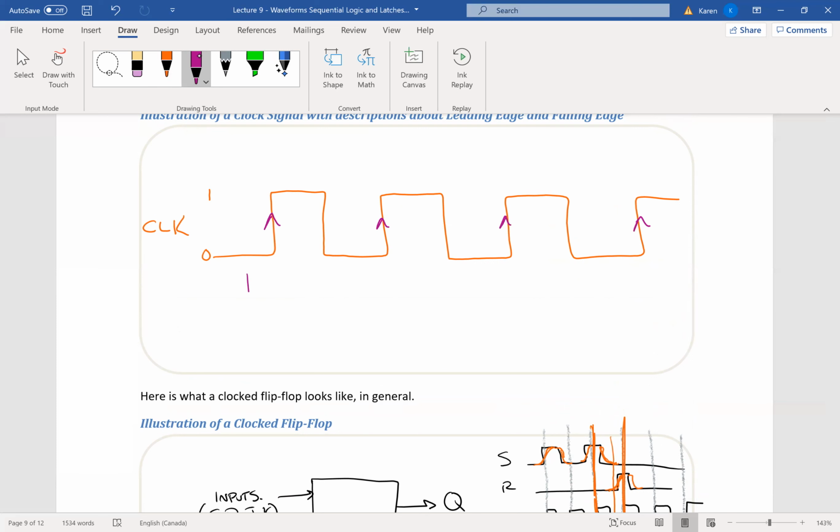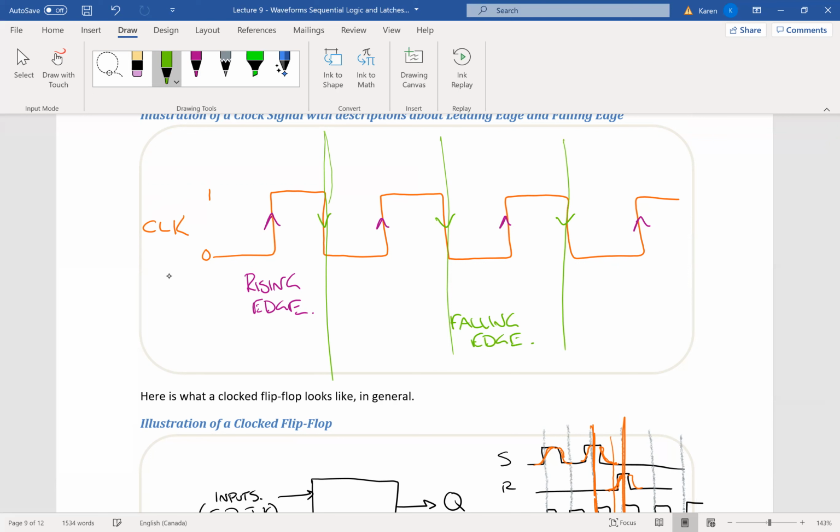So this is the rising edge. We can trigger a flip-flop on the rising edge, or we can trigger a flip-flop on the falling edge. If we trigger it on the falling edge, it means it's this time in which we let the S and the R values become valid. So this is the falling edge.